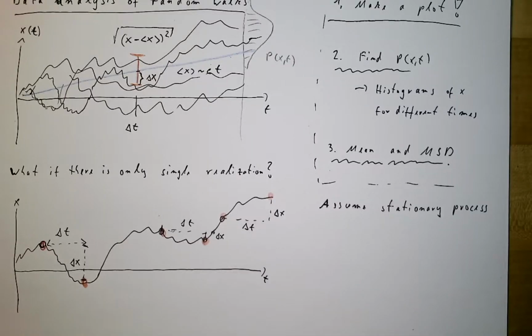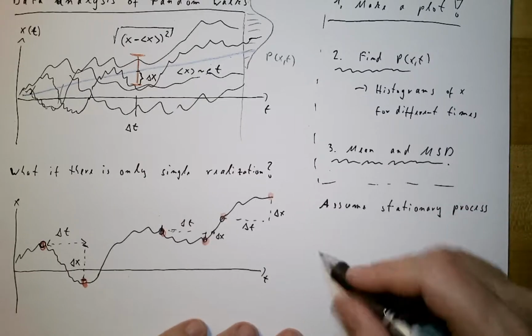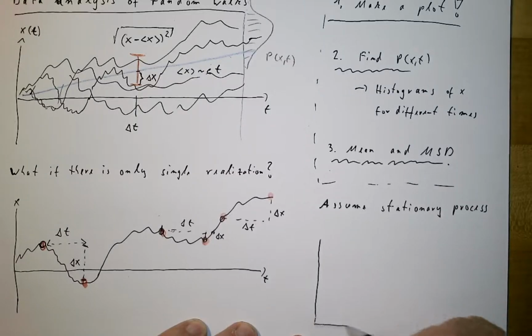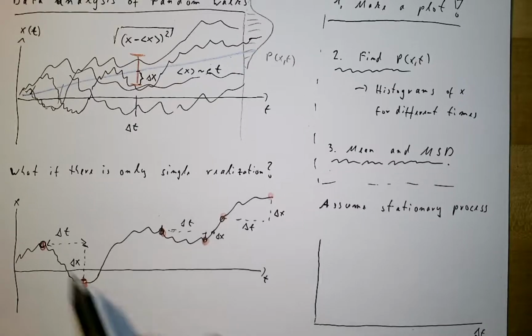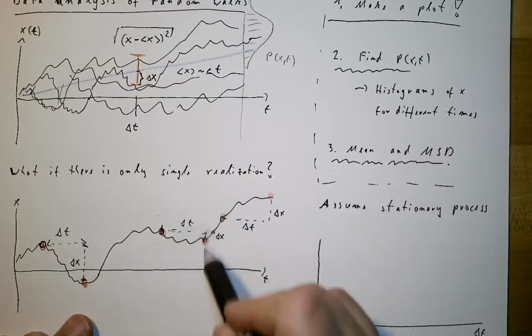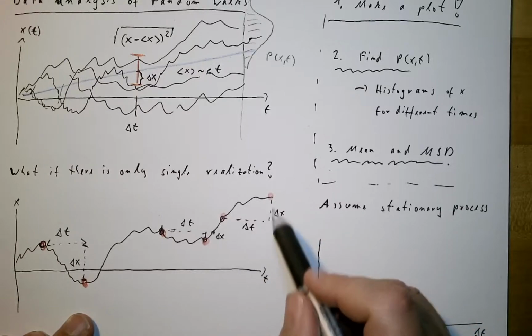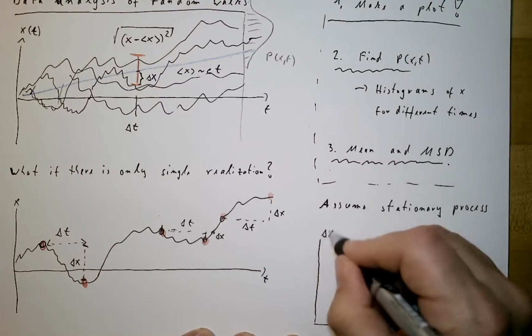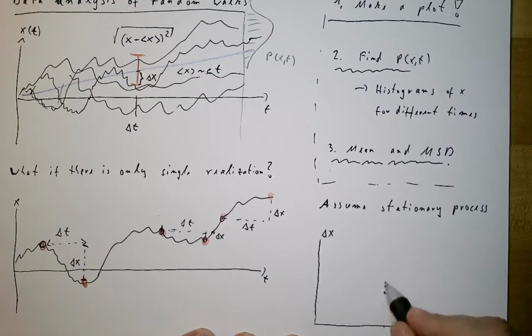Now the question is, and then I can make a plot. Now I have a certain delta t that I picked. For every delta t I find a whole bunch of delta x's here. And from all these delta x's, so I take a certain delta t and I find a certain bunch of delta x's, and I can plot all of these. And then I have here my distribution of the delta x's.